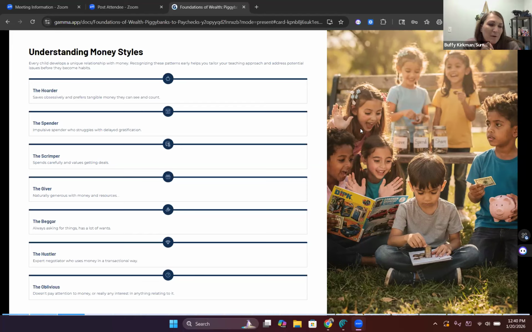And then the hustler, that would be your expert negotiator. Okay. So they use money in a transactional way. You might see them hustling their siblings for money, or, hey, I'll do this for you, but you're going to pay me for it, that kind of thing.